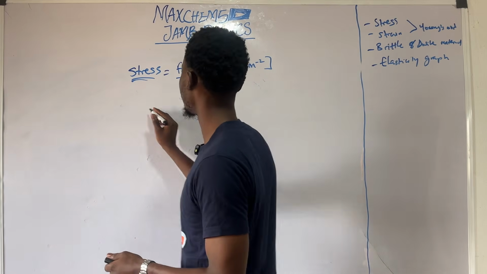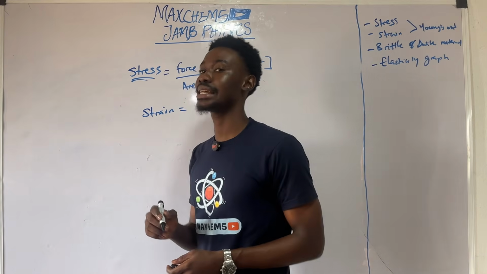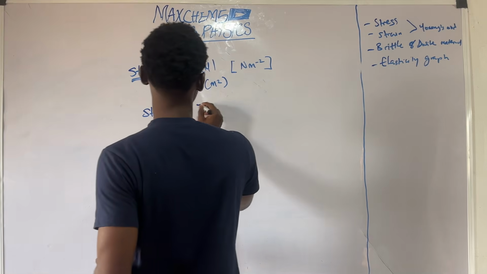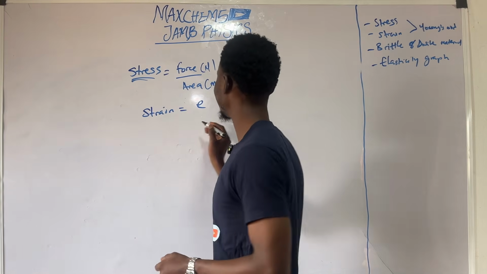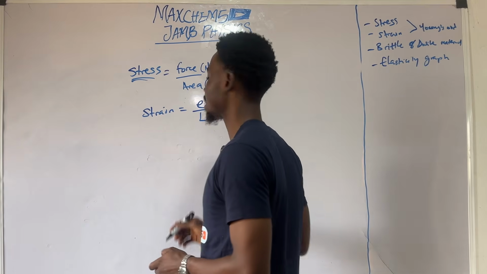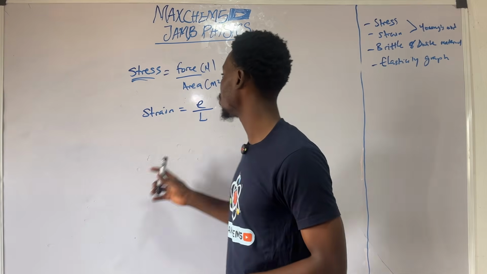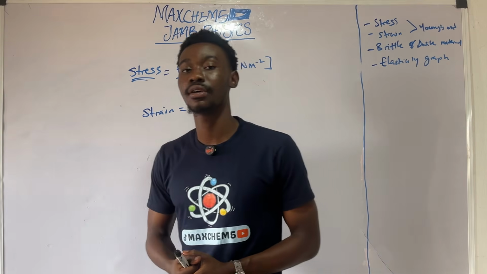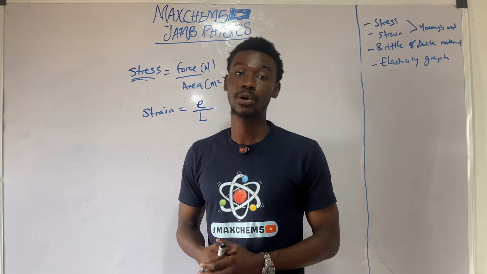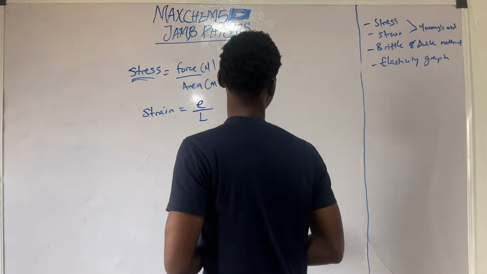We also have something called strain when we talk about elastic material. So strain is simply the ratio of the extension to the original length of the material. So when you take the ratio of the extension of the material to the original length of the material, what you just found is called the strain of that material.